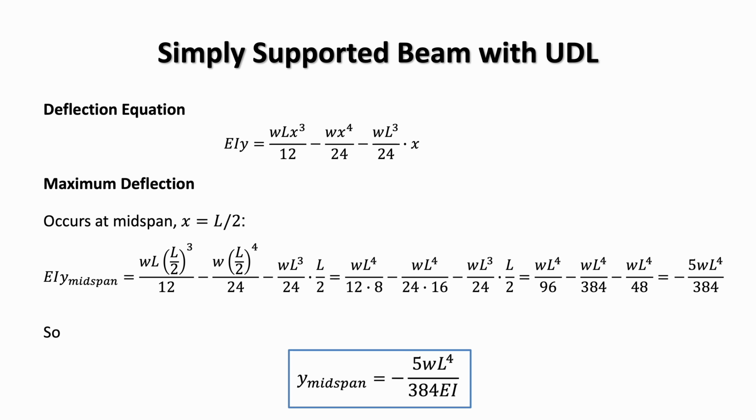And this number here, the 5WL to the power of 4 over 384 EI, is a number very much beloved by structural engineers. I hope this was helpful, and I hope it helped you see the procedure for the double integration method from start to finish for a simply supported beam under a UDL.